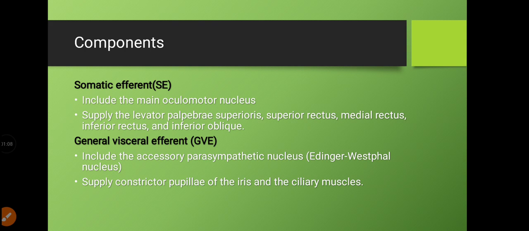The general visceral efferent supply intraocular muscle, which include the constrictor pupillae and ciliary muscle.